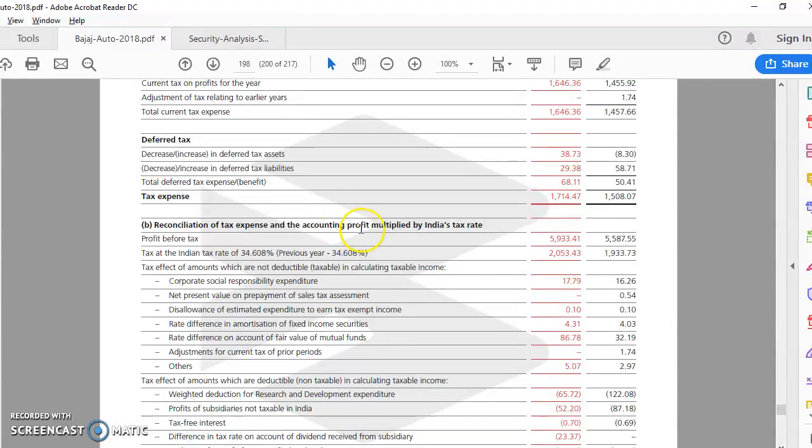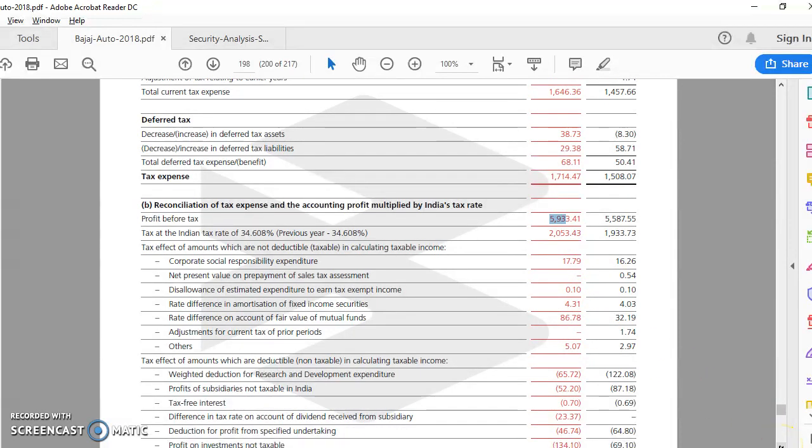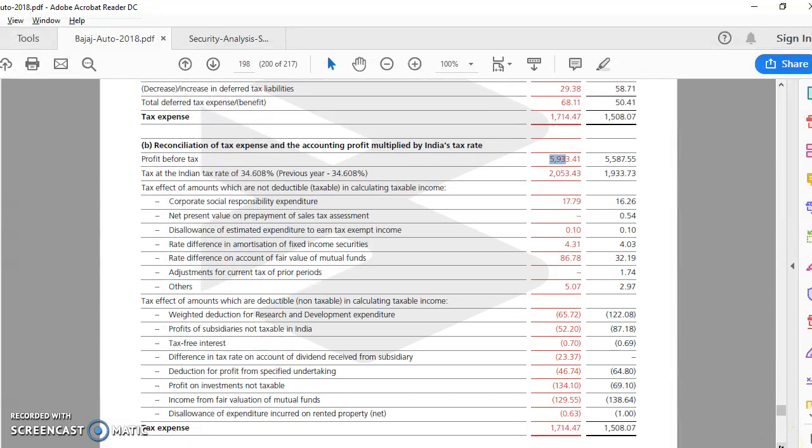But before that, what we need to see is what was exactly the tax it actually had to pay. The tax rate is 34.6%, and the profit before tax is 5,900. If you do the math, it's about 2,000 crores of tax that they are due. But on top of this, they can make certain deductions. When they made all these deductions, it came out to about 1,700.